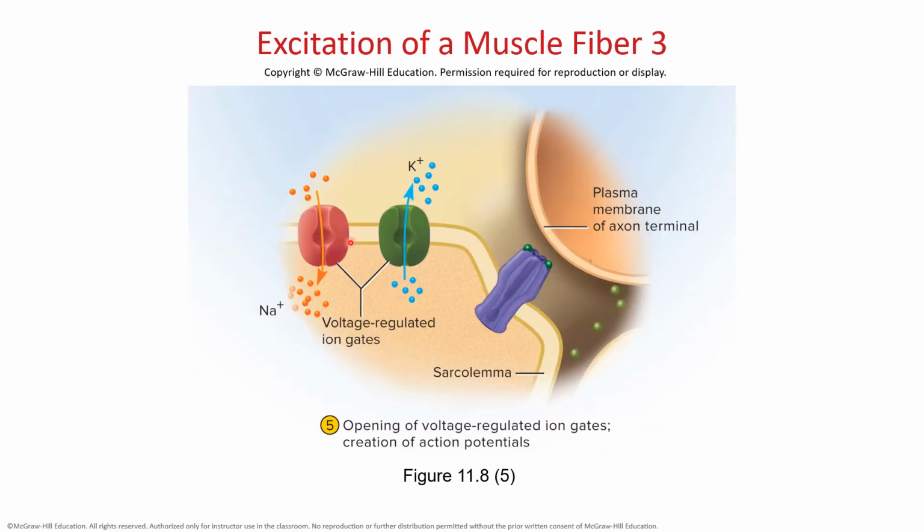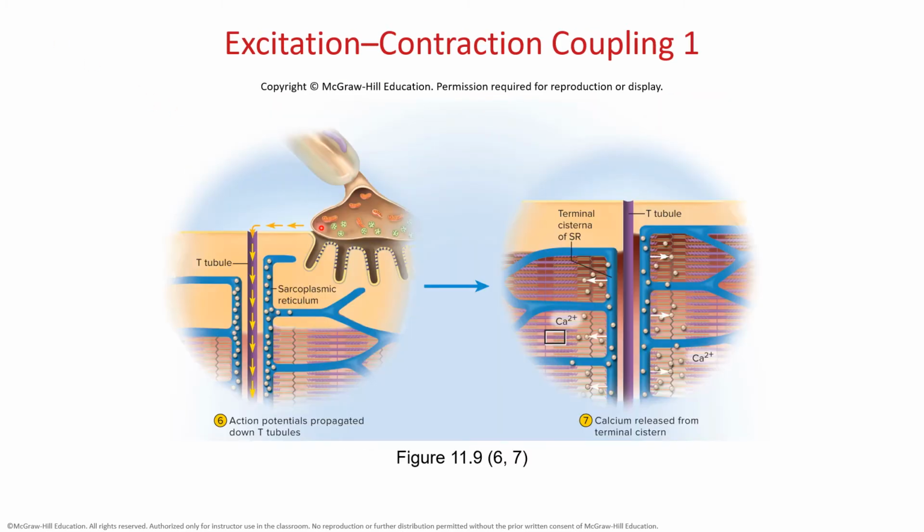Areas of the sarcolemma next to the end plate have voltage-gated ion channels that open in response to the end plate potential. Some of these are specific to sodium and admit it into the cell, while others are specific to potassium and allow it to leave. These ion movements create an action potential, as you can see here. The action potential is going to spread along the sarcolemma until it hits a T-tubule. Then it will be able to go down into the muscle cell here.